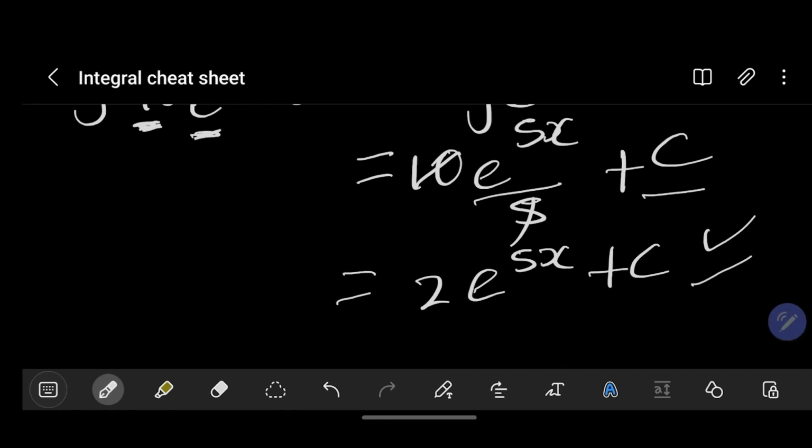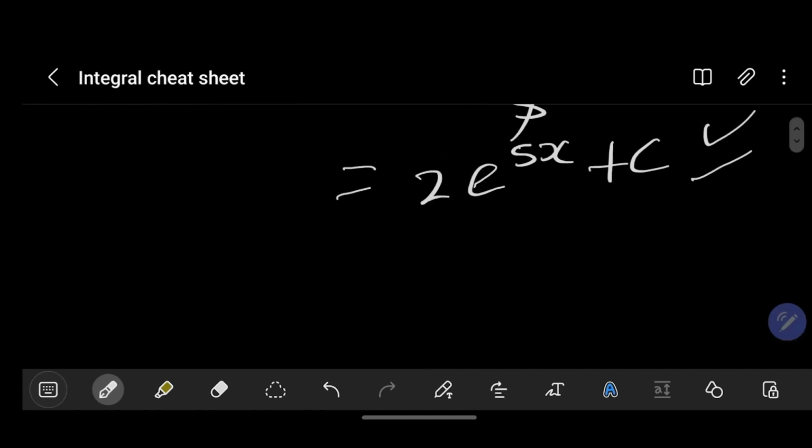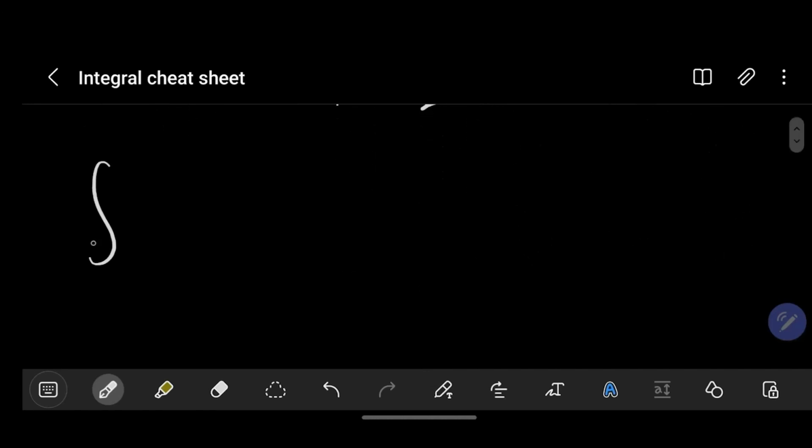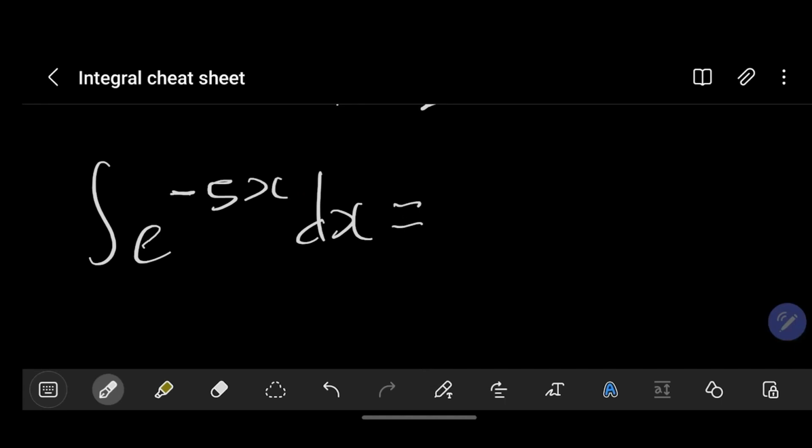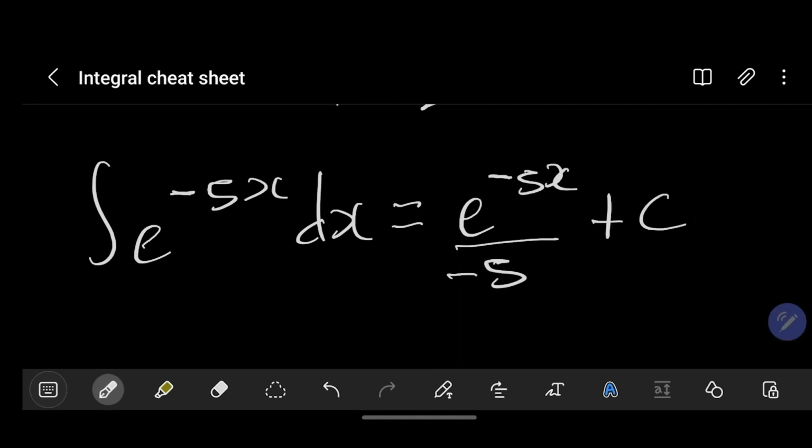Okay, so let's look at another example. Let's look at the integral of e to the minus 5x dx, right? This is basically equal to, if you use the rule, e to the minus 5x over minus 5 plus c. Quite simple, right? But with this example, let's see if we can prove that this is actually equal to that.